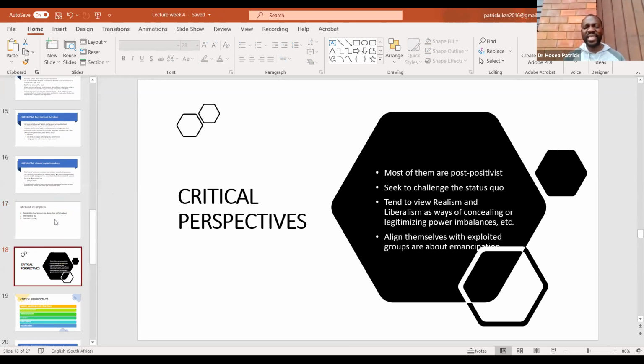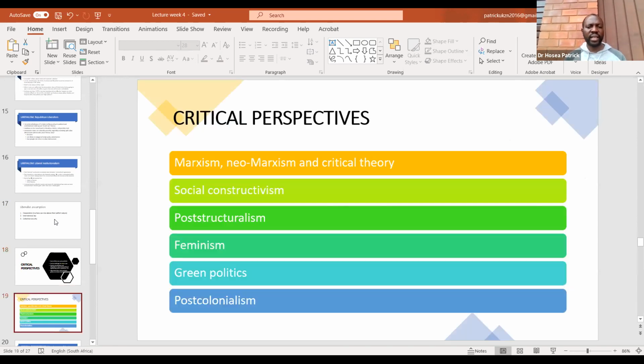And in most cases, the critical perspective seeks to challenge the status quo. They seek to speak away from the normal. The status quo is the view of the liberalist and the realist. They tend to move away from that and align themselves more or less with the exploited class within the international system. So the critical perspective, like we said, we have Marxism, neo-Marxism, and the critical theory. We have social constructivism, post-structuralism, feminism, green politics, and we have post-colonialism.